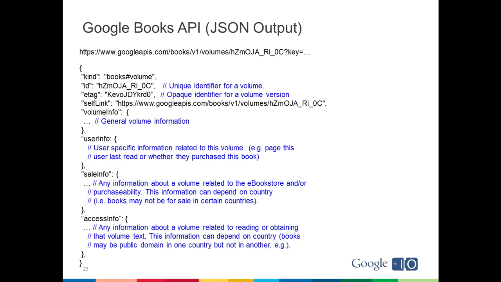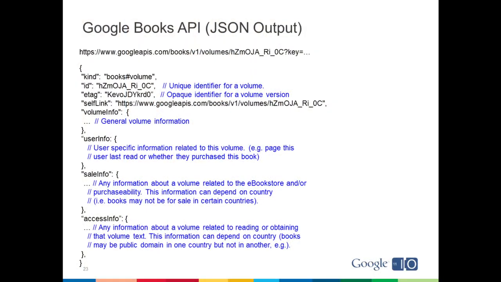So here's the actual JSON object that can be returned for a volume query. It has a bunch of identifiers in there for the book. The next big section is the volume info. That's the general volume metadata information we have. User information: if you authenticate, you will get the user information as well. This is what the user has stored with us. Sale information: if there's information relative to the price, we have that as well. And access info, if there's access information about the book relative to the country it's in, or you're in.